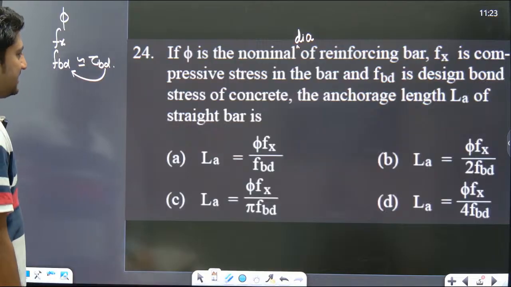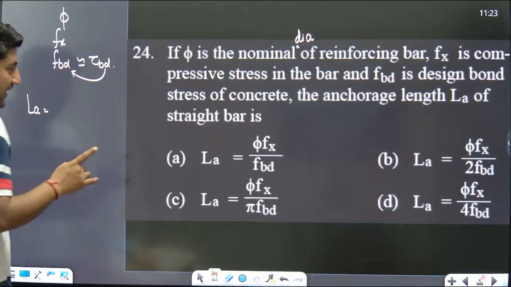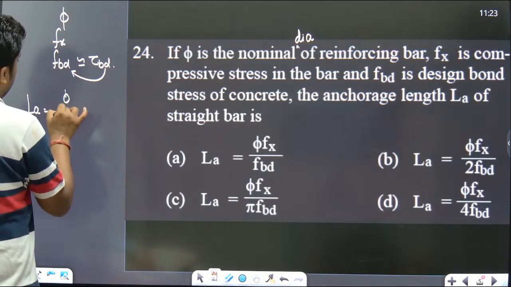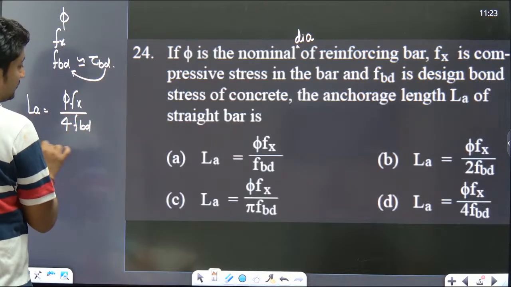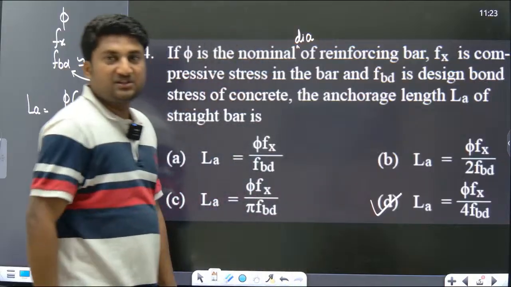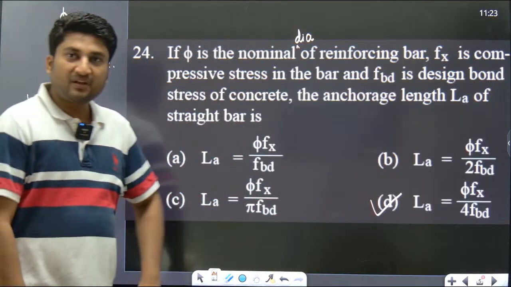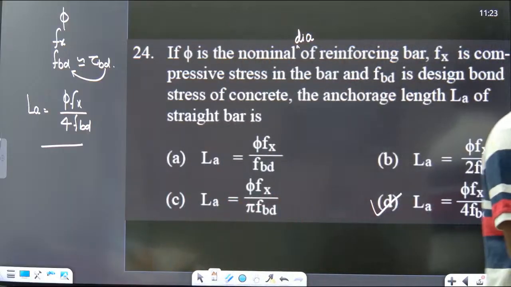The anchorage length of the straight bar is nothing but phi into sigma c, here phi into Fx upon 4 times tau BD. Tau BD here is FBD. So what will be the correct answer? Option D is the correct answer. Understood everyone? Just the difference of the notation. Clear everyone? We'll move ahead with the next question.